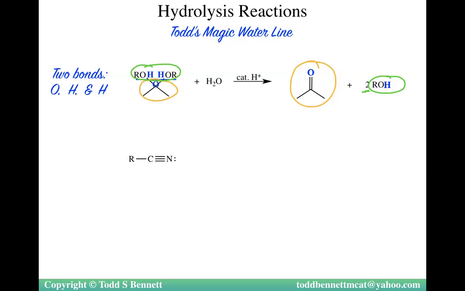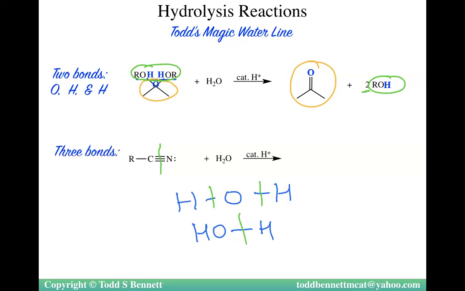For three bond hydrolysis, there's only two bonds in water, so you need to take on a second water. So let's figure out what we're going to do. We have an H, an O, and an H. So if I'm going to break three bonds, then I need to break three bonds. So altogether, I'm going to have one, two, three individual H's, an O, and an OH. So for three bonds, you will get an OH, an O, and one, two, three H's.